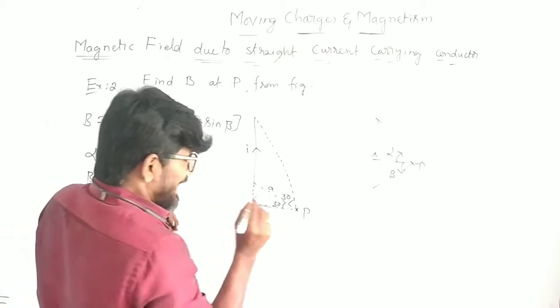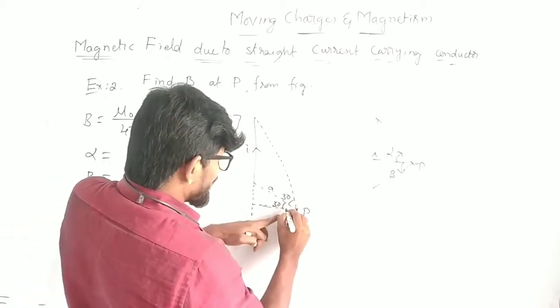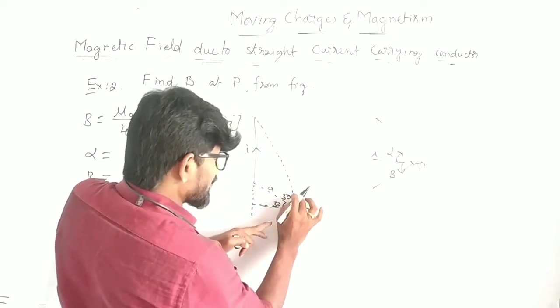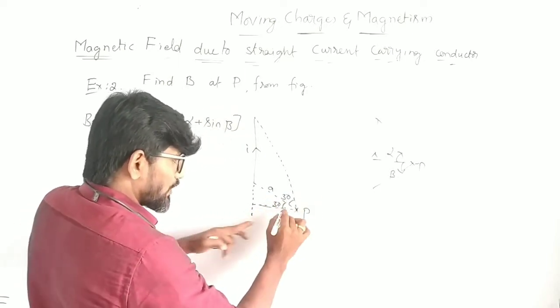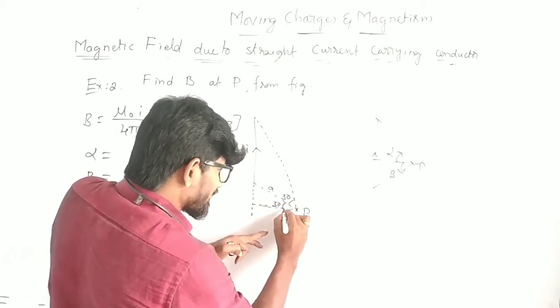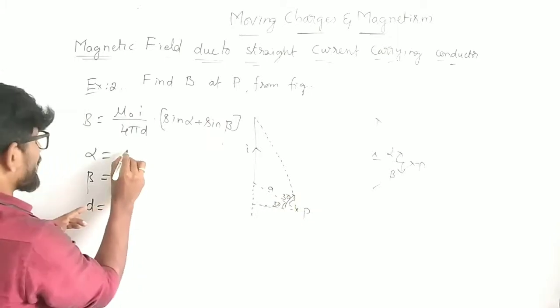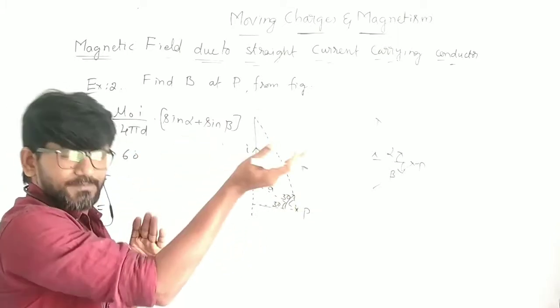Is it clear? Now from here to here is alpha. What is this from here to here? This is 30, this is 30, it is given. So from here to here the total is 60. That angle is our alpha, the total angle. So in this case alpha is 60 degrees. It is measured in anti-clockwise.